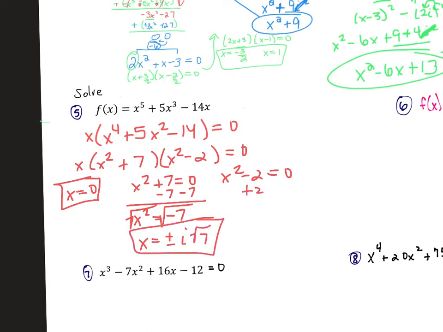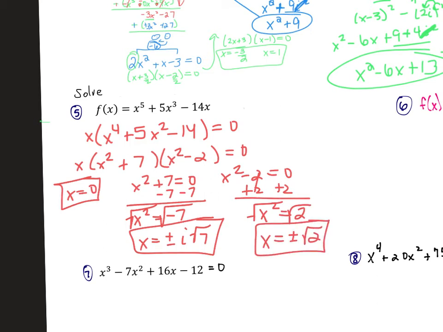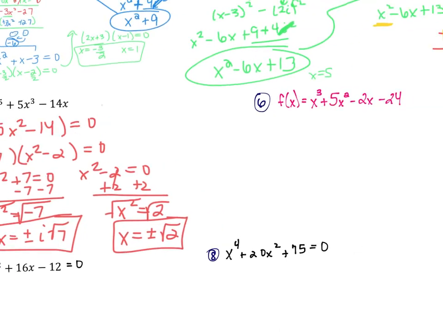And then here I'm going to add 2 to both sides. So I get x squared equals 2. Take the square root of both sides, I get x equals plus or minus root 2. So there's our 5 answers. 1, 2, 3, 4, 5.